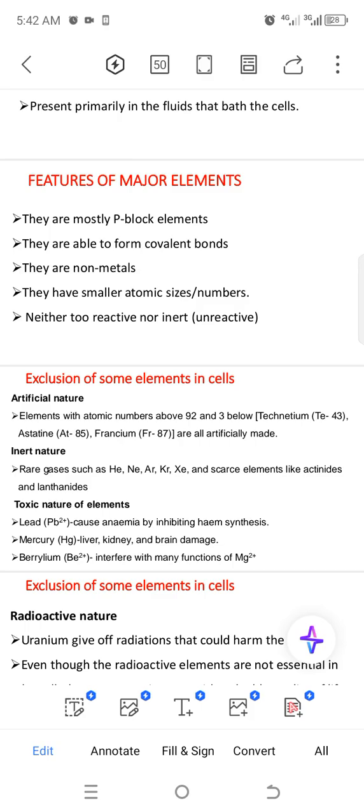They can't react that quickly, and also they are not inert as well. Inert means they are elements that cannot react with other elements. So they are intermediate. Yeah, but generally they are unreactive as well.